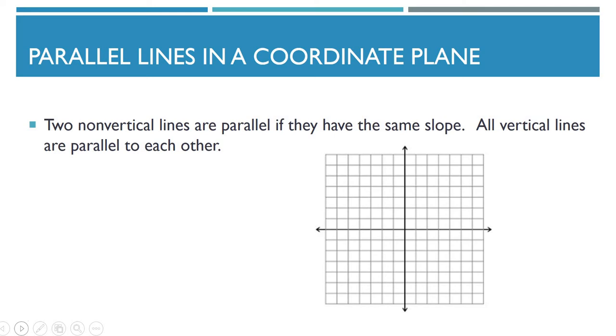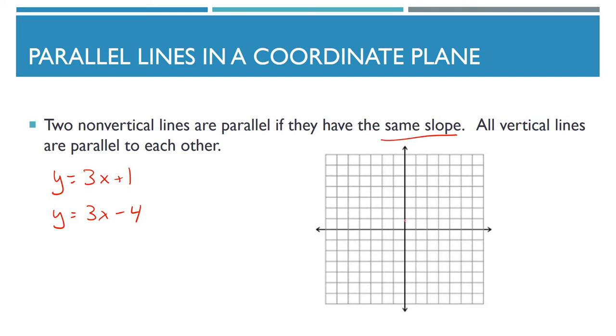The definition is that two non-vertical lines are parallel if they have the same slope. All vertical lines are parallel to each other as well. So let's look at two lines: y equals 3x plus 1 and y equals 3x minus 4. So they have the same slope.